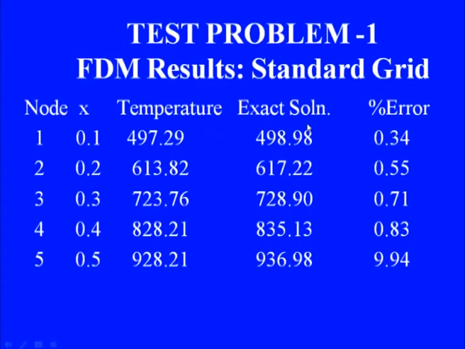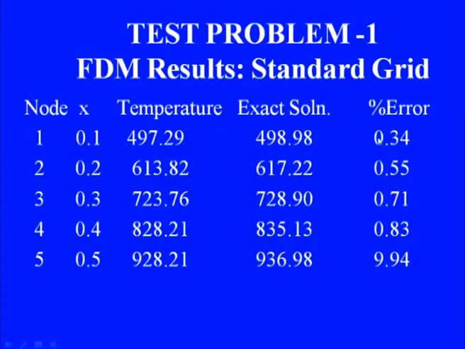Exact solution for this problem can be easily obtained, that is again left as an exercise to you. It is all coded as a part of the code, a simple function is available which gives the exact solution, and our output routines also compute the percentage error based on the exact solution. So, for this choice of the grid, percentage error ranges from 0.34 to 9.94.